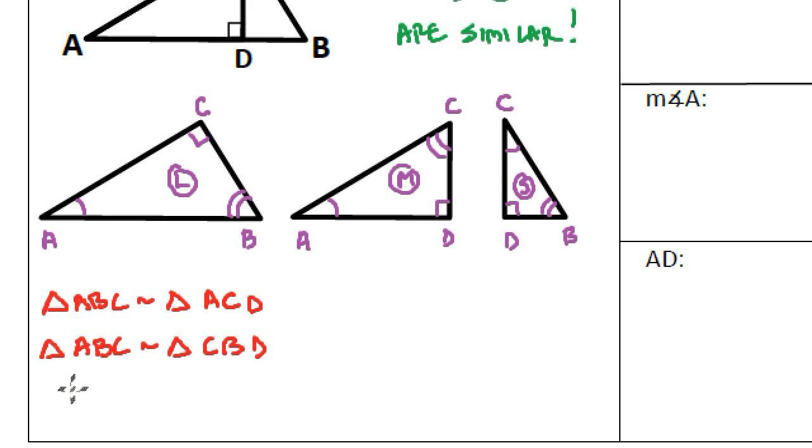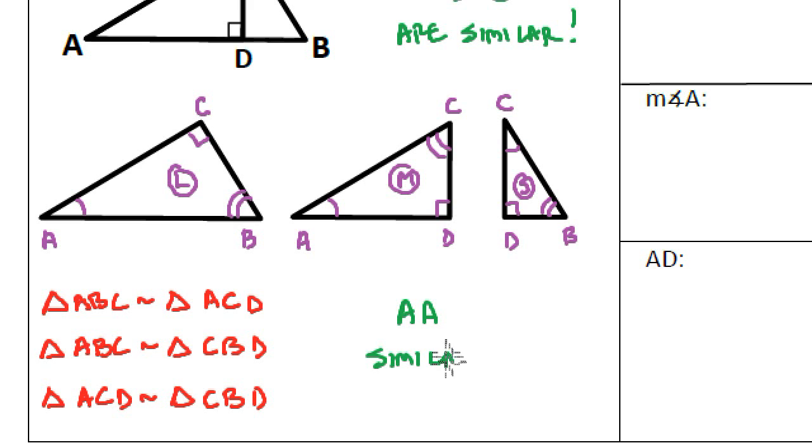And then let's do the last one here. Let's take our medium triangle, triangle ACD. It doesn't matter what order we pick as long as we match them up with their corresponding vertices. Medium and small. A goes to C because it has a single arc. C goes to B, it has a double arc. And D is the right angle that goes to D. So there you go. We have proven now by the angle-angle similarity theorem that all three of these triangles are similar. And let's write down here angle-angle similarity.